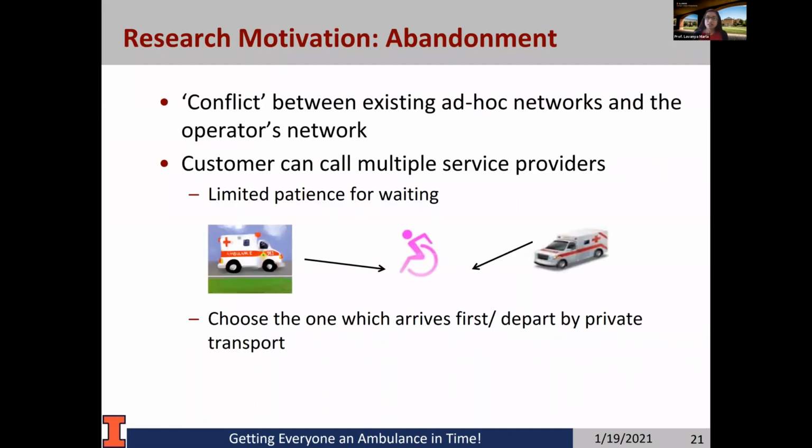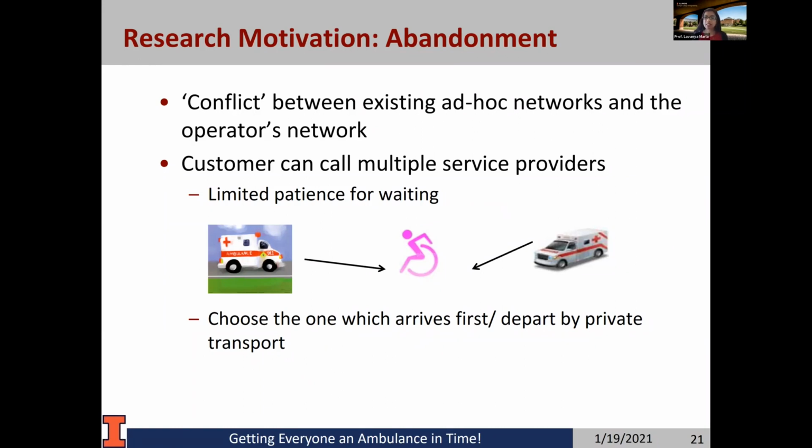There is a phenomenon that happens: customers, because they now realize they have access to multiple providers, and because they're in an emergency setting, they're of course panicking, perhaps not knowing what to do. They don't have the required medical knowledge. They call the different providers that they want to, or as many as they want. So for example, this patient can call 2 different providers and choose the one which arrives first. It could also call a taxi and depart by that.